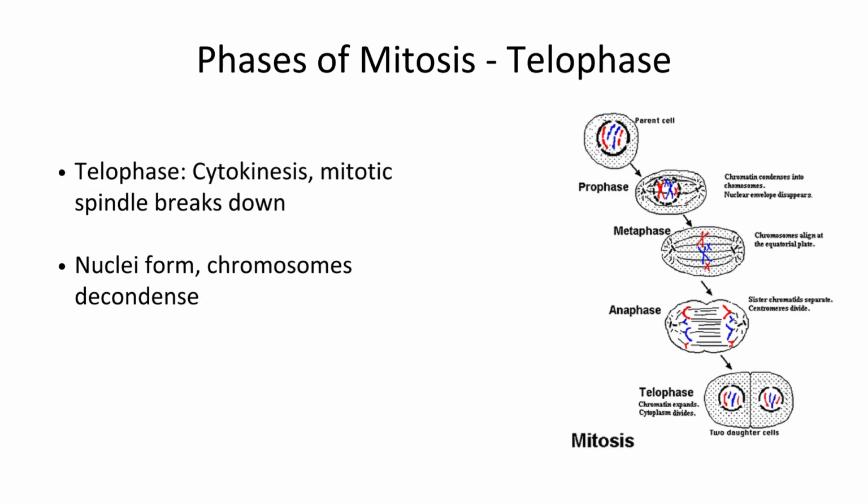Following this, we enter telophase, the final phase of mitosis. In telophase, chromosomes begin to decondense back into chromatin. The nuclear envelope reforms around each set of chromosomes at both poles, and the nucleolus reappears. The mitotic spindle breaks down as it is no longer needed. Simultaneously, cytokinesis occurs. Cytokinesis is when the cytoplasm divides, and the cell pinches in the middle to form two identical daughter cells. Each of these cells is diploid and genetically identical to the original parent cell.